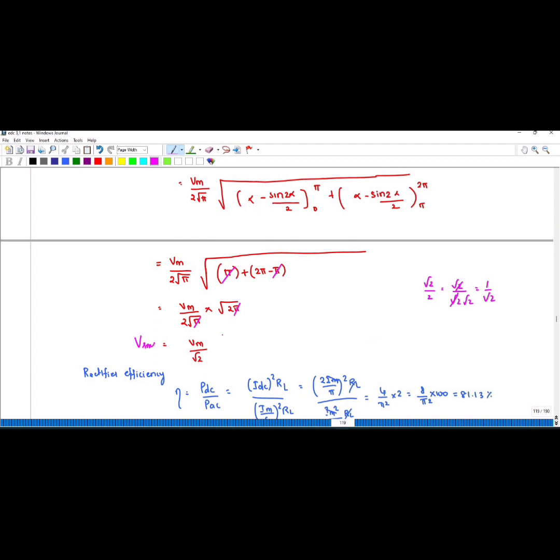So the Vrms value is equal to Vm by 2. In a similar way, the Irms value is equal to Im divided by root 2.